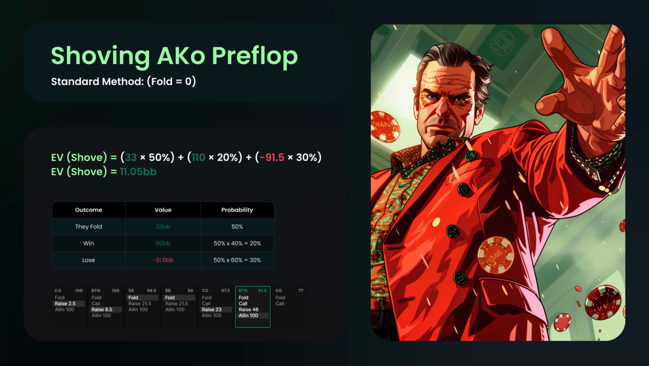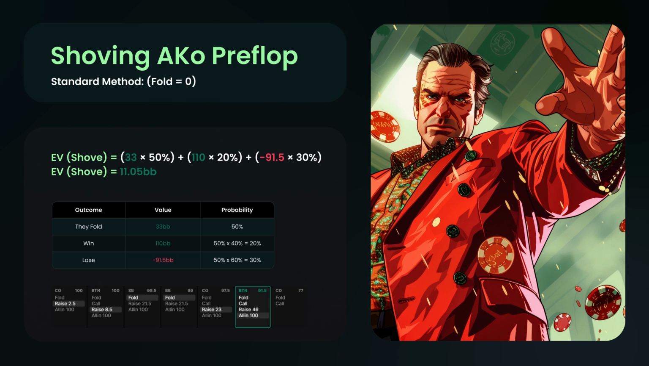And finally, we calculate the probability of calling and losing. So that is 50% times 60%. So there's a 60% chance that we lose when we call with ace-king. Now that we have the probabilities and the values, it's pretty straightforward to calculate the expected value of shoving. Just multiply them out and add them together, and we find the EV is 11.05 big blinds. So yeah, this is a pretty profitable shove.